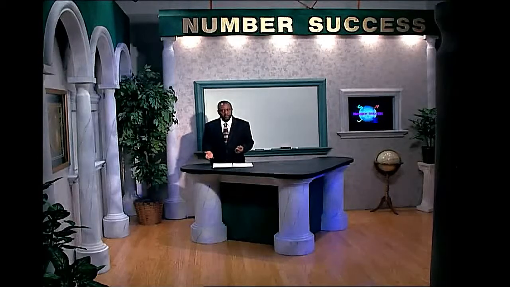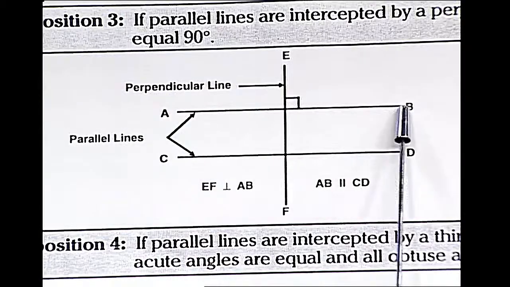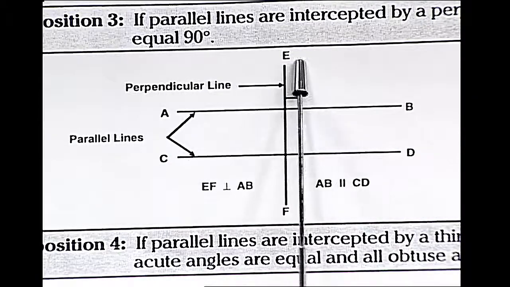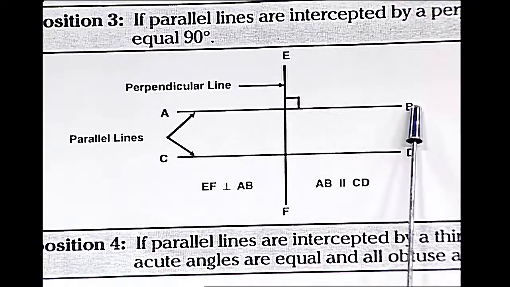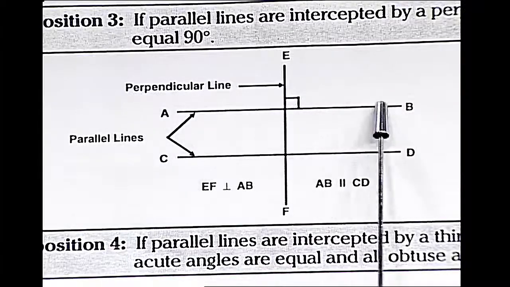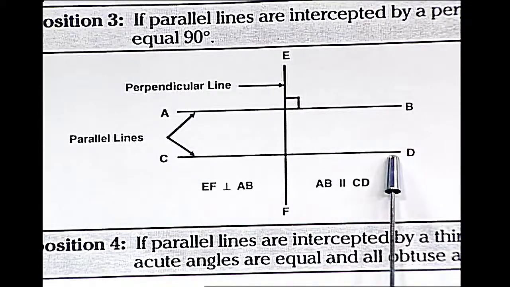Parallel lines. Proposition 3. If parallel lines are intercepted by a perpendicular line, then all angles equal 90 degrees. AB is parallel to CD. Line segment EF is perpendicular to AB. If line segment EF is perpendicular to AB, it is also perpendicular to CD.